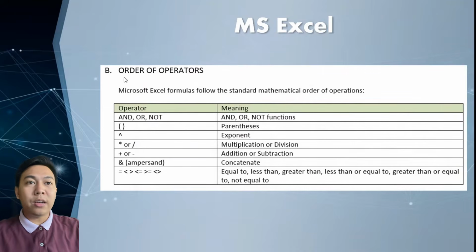Okay, so here we have the order of operators. We follow this order in computing numbers. This is similar to PEMDAS in mathematical equations, so it also applies in MS Excel. So we have AND, OR, NOT. These are functions that you may use later on in the future if you are working in different companies.